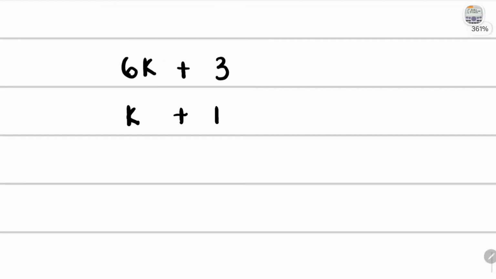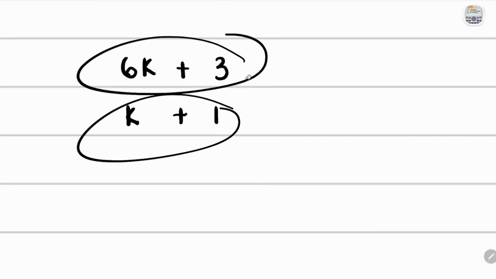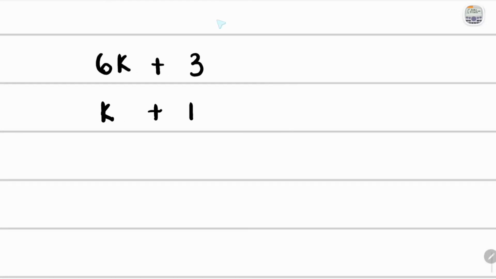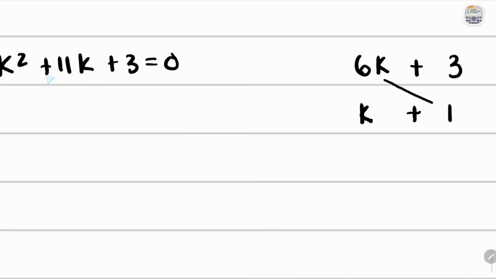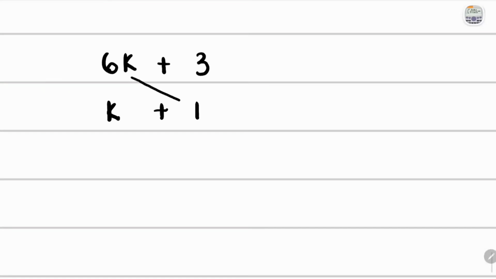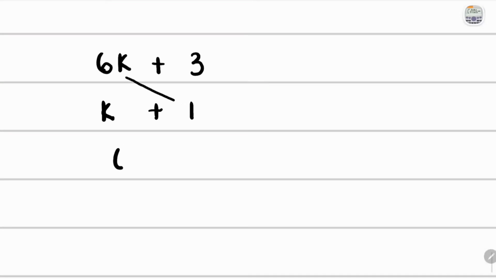But looking at it like this, you can see that this will not work out if the factors were like this. So here is why we call it the cross method. We multiply across, and then we check if the addition of our products ends up giving us the middle term. So it needs to be equal to 11k. Let's see if that's possible. 6k times 1 is 6k, and k times 3 is 3k. Unfortunately, that gives us 9k, so this is not possible.